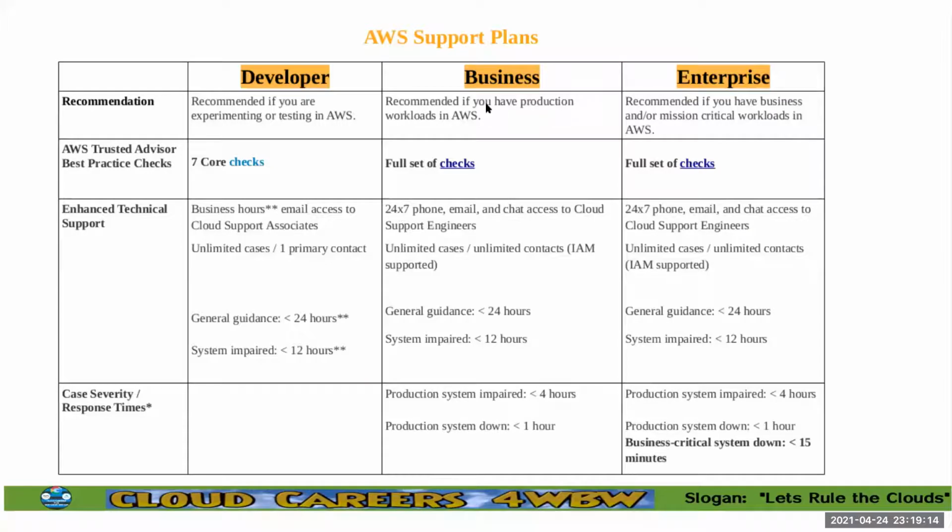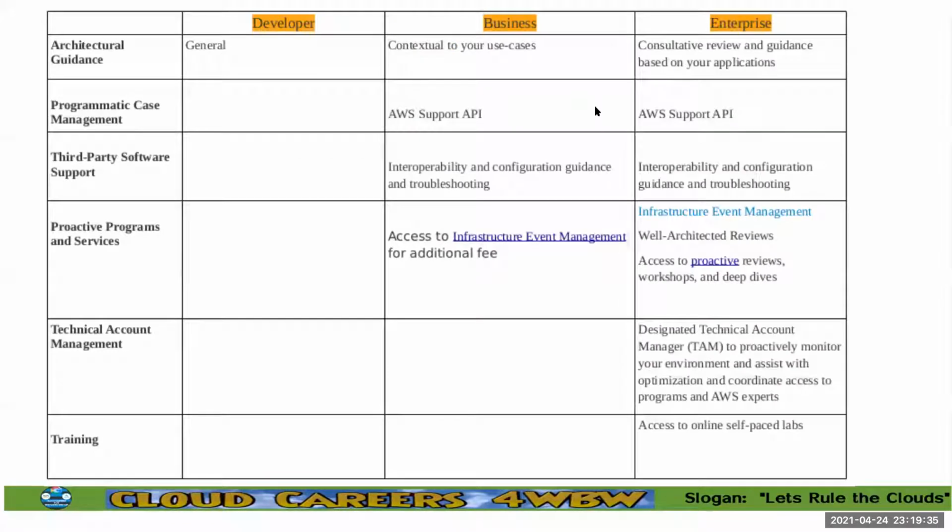You see, 24/7 support starts at the business level, and here you have only email access, and cloud, as I said. The key thing here is case severity. If a business critical system goes down for 15 minutes, just know that it's enterprise. We've seen that a couple of times. We've also seen architectural guidance. If they say you need guidance contextual to your use cases, it's business. If you need more consultative review, that's enterprise.